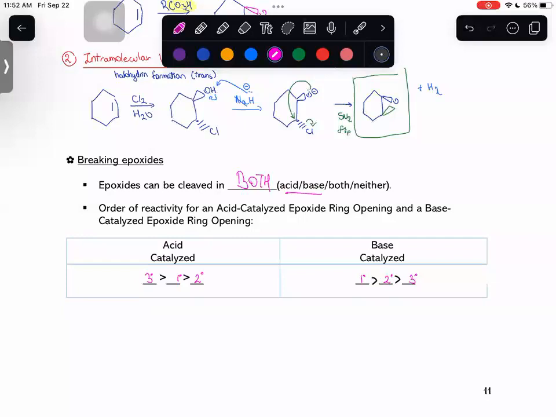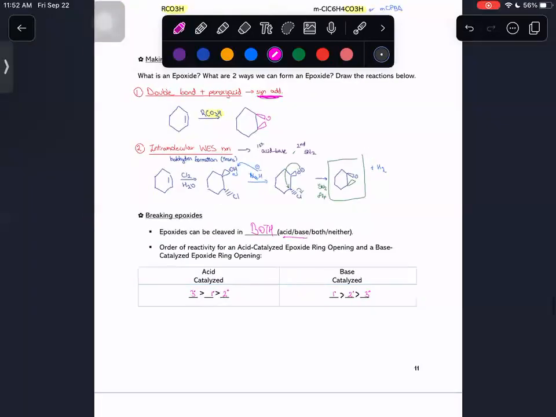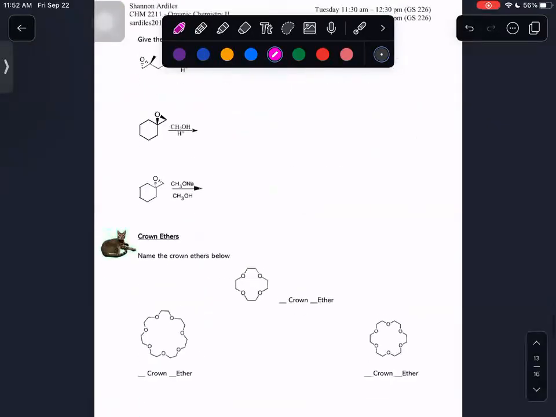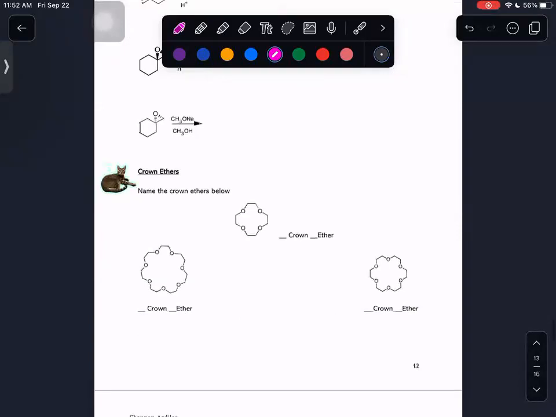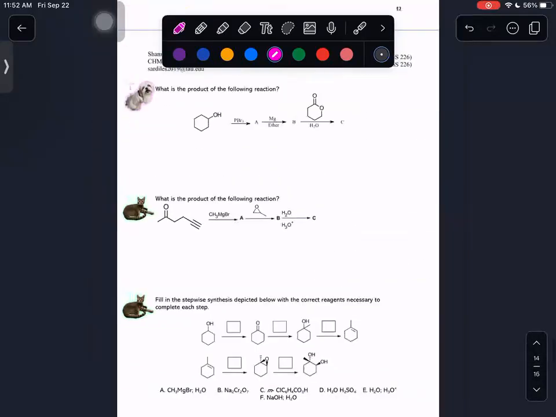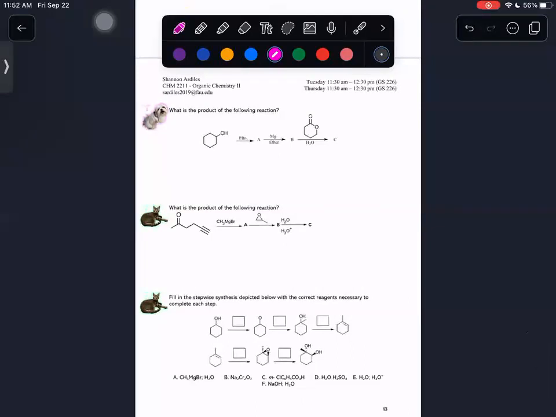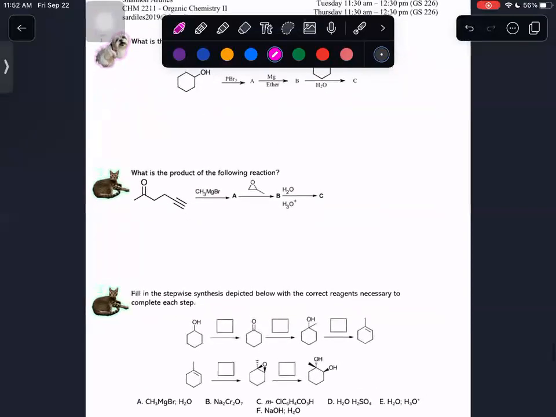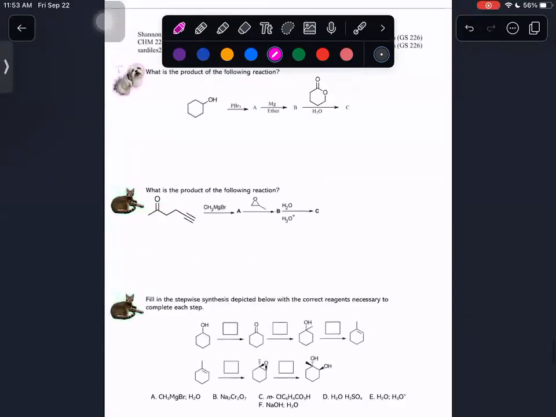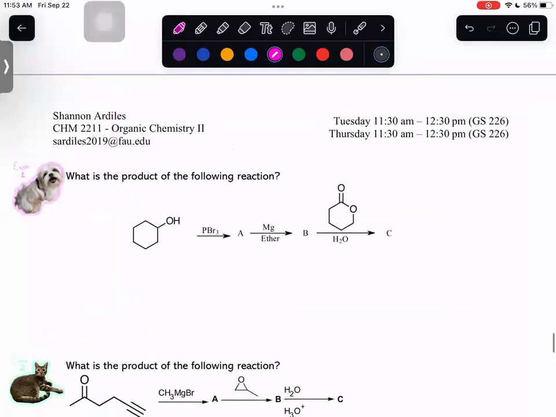Okay, technically we're almost done with the handout. We just have to do this last page and talk about crown ethers, which is actually pretty simple, which is counting. And then we have a few multi-step synthesis problems. So if you can, I would start trying to do them on your own. The very first one, you're already there. You see the dots? That's already there.